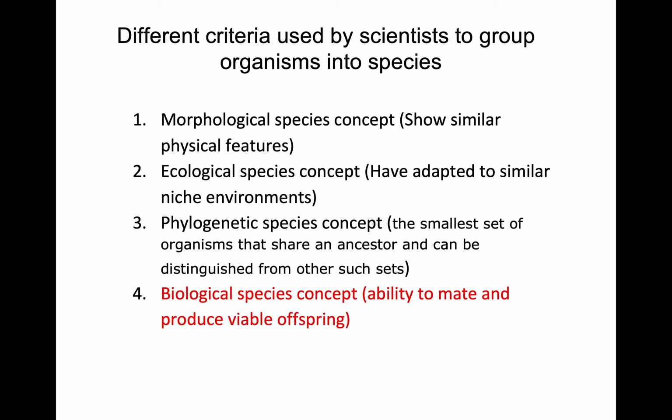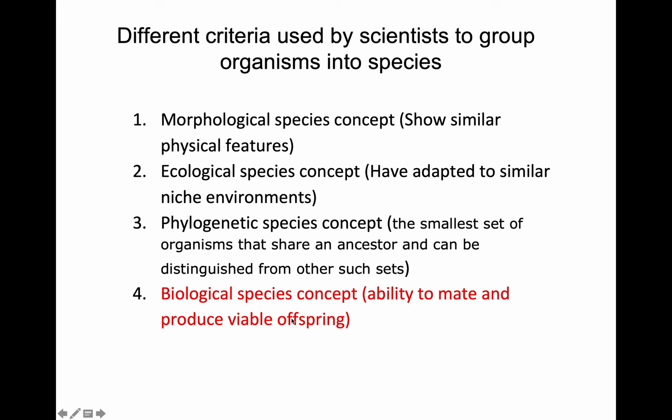Finally, it is the biological species concept, which divides organisms into species based on ability to mate and produce viable offspring. So if there are organisms that can mate and produce offspring which are fertile and viable, who can go on and for the next few generations produce fertile and viable offspring, then those species are put together. In this series of slides that I'm going to show you and the concepts that I'm going to talk about with respect to mechanisms of formation of new species, we're going to concentrate on the biological species concept.